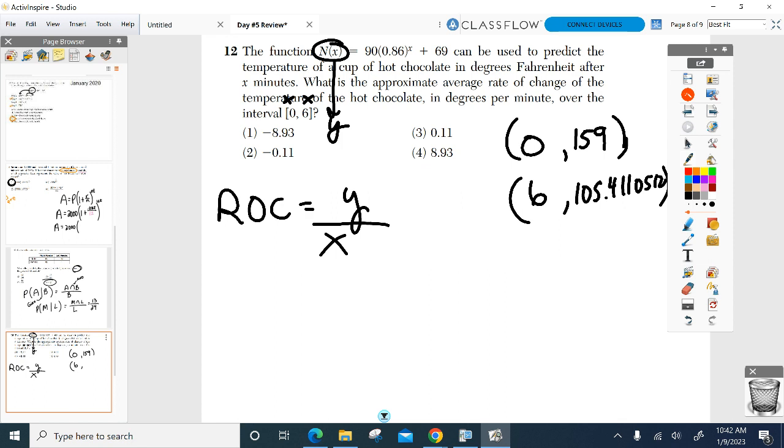159 minus 105. Yep, on top. And then on the bottom, 0 minus 6. I thought it was y2 minus y1. Is that a different thing? Order doesn't matter unless you look. If I go 159 minus this, I got to go 0 minus 6. Or I could go 105 minus this, but I got to go 6 minus 0. You got to pick whatever y coordinate you pick first, Jared. You got to pick the x coordinate first as well.